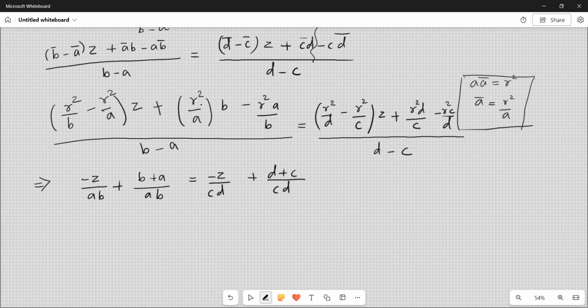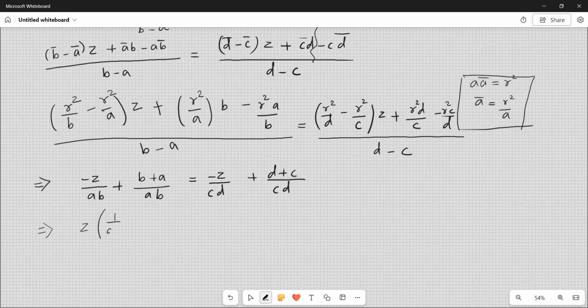How will it come? See, r square z upon b, here it is r square b upon a, here it is r square a upon b, like that. Now if I see, here z is common. If I take the z components on one side, and the other components on the other side, then we will get these expressions. Because I don't want to go into the nitty-gritty details of doing calculations, I am avoiding it and directly writing the results.